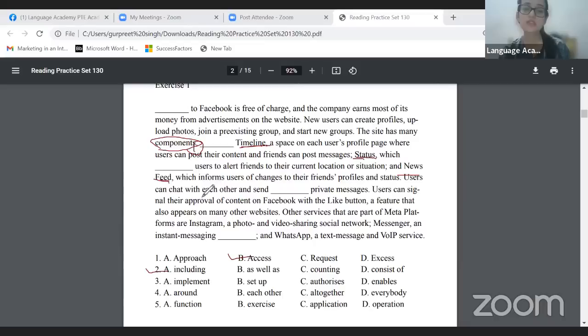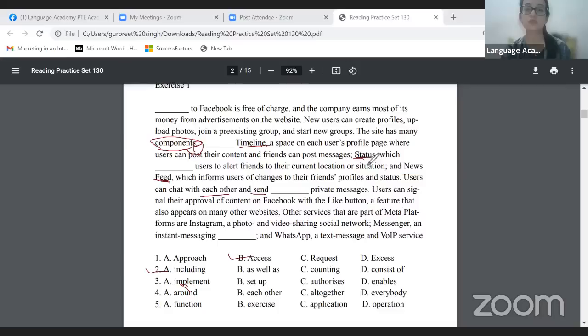Users can chat with each other and send Dash private messages. So like we normally send messages to each other on Facebook and send. We already have a verb, so we don't need a verb implement. No, where's the third one? Sorry. Status which Dash uses to alert friends to their current location.